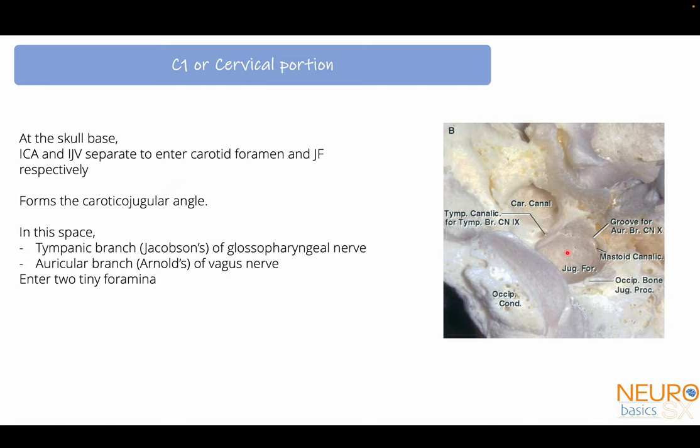At the skull base, the ICA and the IJV will finally separate from each other. The ICA will enter the carotid canal and the IJV will leave through the jugular foramen. Because these two structures diverge, they form an angle known as the carotico-jugular angle. In this angle lie two important nerves: the tympanic branch of the glossopharyngeal nerve, known as Jacobson's nerve, and the auricular branch of the vagus nerve, known as Arnold's nerve. These enter through two tiny foramina in this space.